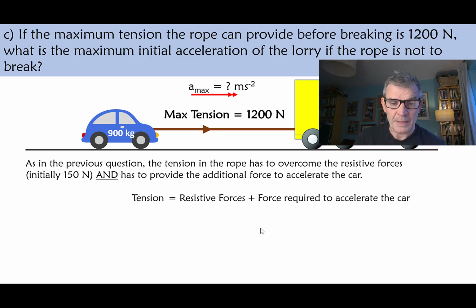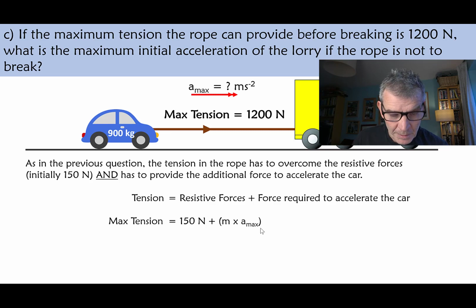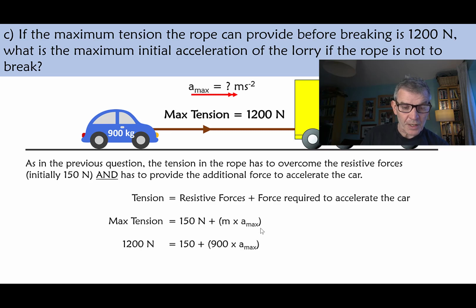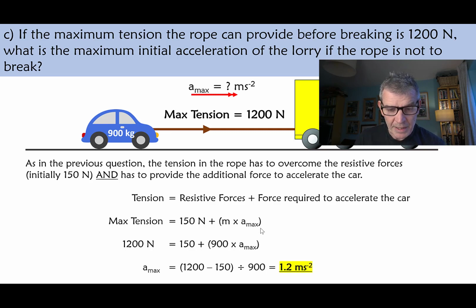So we can write down the same equation again, and this time we're trying to find the maximum tension. And the maximum tension is when we are using the maximum acceleration. So as you can see there, maximum tension is equal to 150 newtons, the resistive force, plus m times a. a is our maximum acceleration, which is what we're trying to work out. Well, we know the maximum tension is 1,200 newtons, and then the rest is just maths, and we've got to reorganize that formula to give a max, and that comes out to be 1.2 meters per second squared.